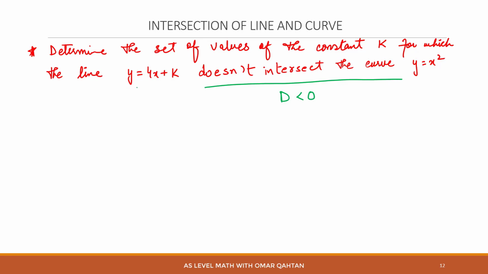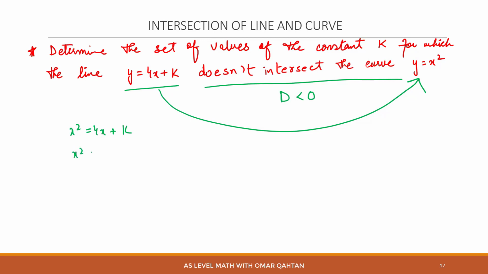We have y equals 4x plus k. We'll just substitute this value of y into the curve equation. So we get x square equals 4x plus k. Rearranging the equation, x square minus 4x minus k equals 0.